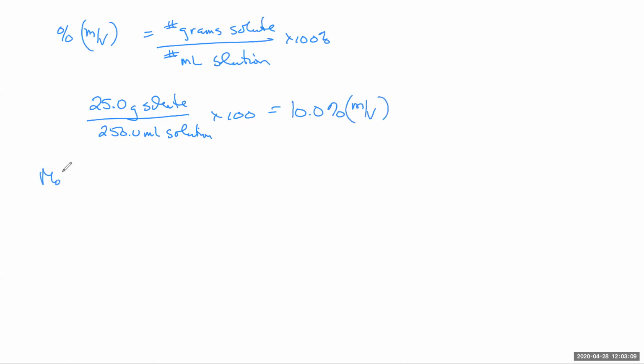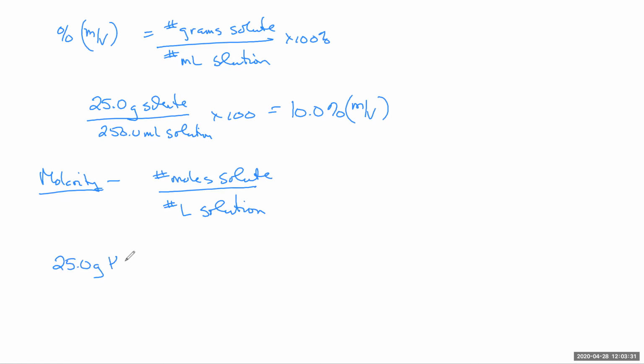And my last one that we had to calculate is molarity. And to calculate molarity, we need the number of moles of solute divided by the number of liters of solution. And there's no times 100, you leave it as just the ratio. So for this one, there's two things that I need to convert. I have to take my 25 grams of potassium chloride and convert that to moles of potassium chloride. And I have to take my number of milliliters of solution and convert that to liters of solution.